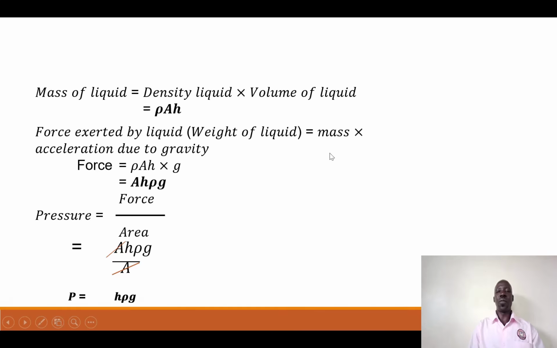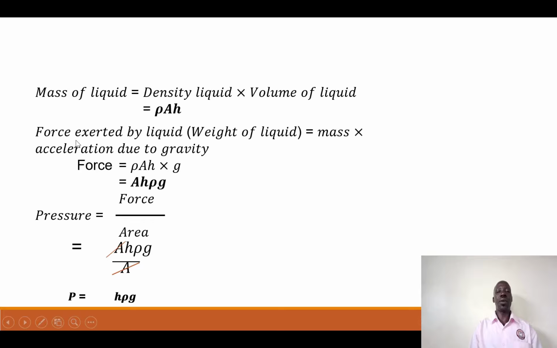Now that we know the volume of the liquid, we can get the mass of the liquid. Mass of liquid equals density of liquid times volume of liquid. Density of the liquid is rho, and the volume of the liquid is A h. Rho stands for the density of the liquid. So our mass is rho A h.